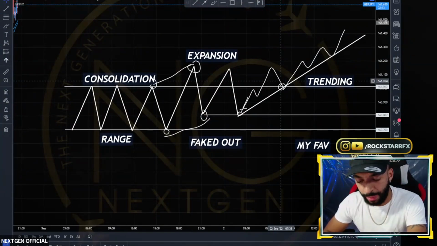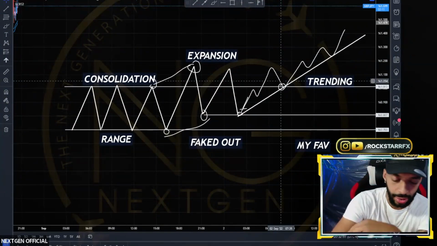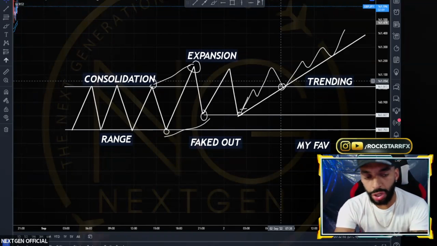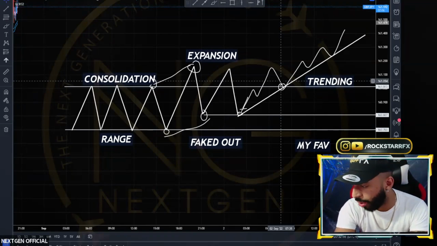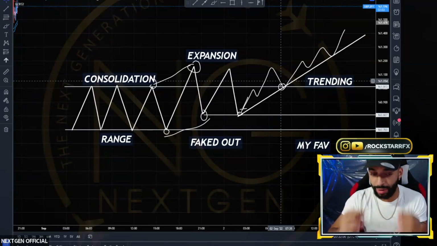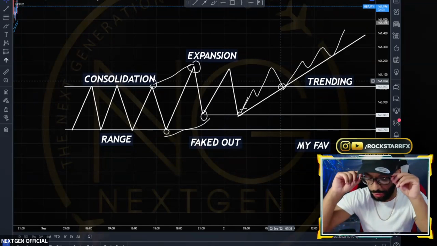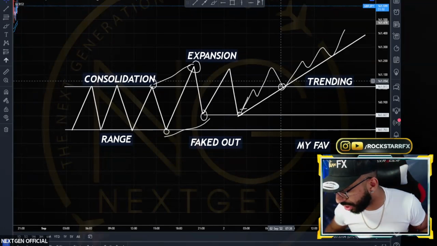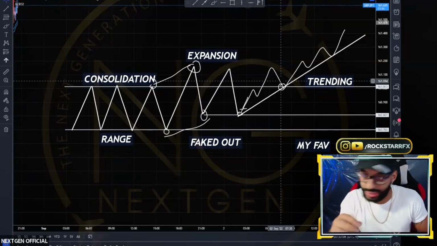Now, what's even awesome about this is that when you start to understand these three market phases, you're also going to understand, because I get this question a lot as well, that they happen on every time frame. You can identify this on every time frame. So even though I'm talking about binaries, this isn't just for binaries.